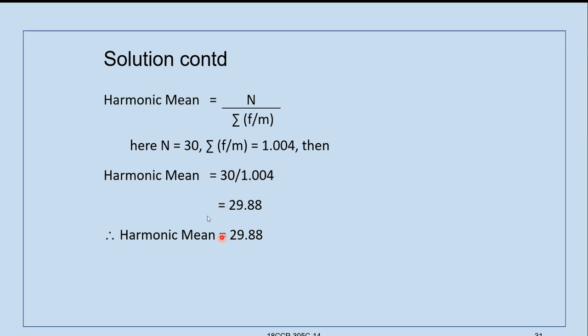The result value is 29.88. That is, harmonic mean is 29.88. So this is the procedure for calculating the harmonic mean for individual observations, for discrete series, and also for the continuous series.